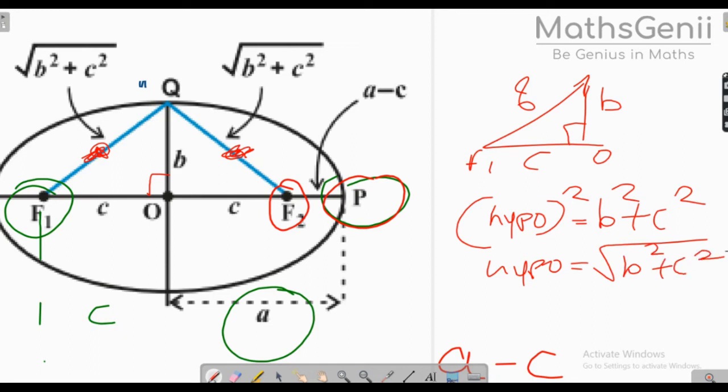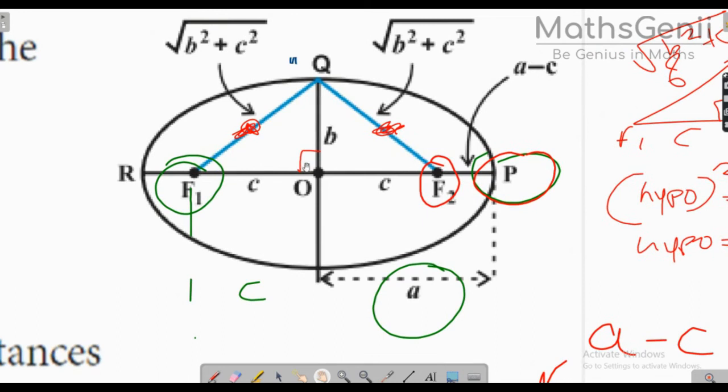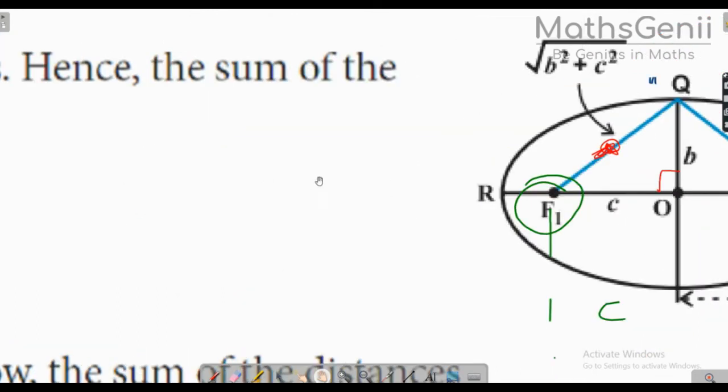So root of b square plus c square is the value of this part. Similarly, root of b square plus c square here. Okay, so we got the blue lines. And as we calculated for P, F1P plus F2P, we are going to calculate F1Q plus F2Q.